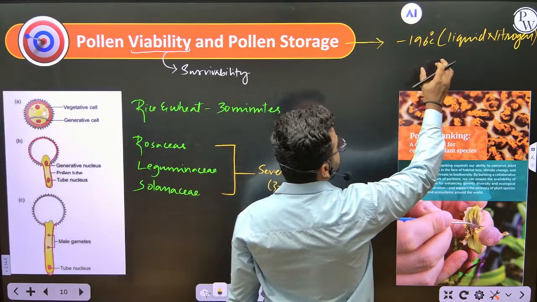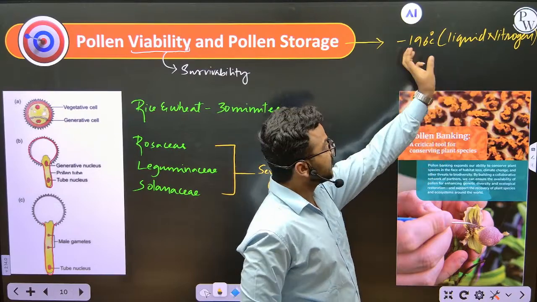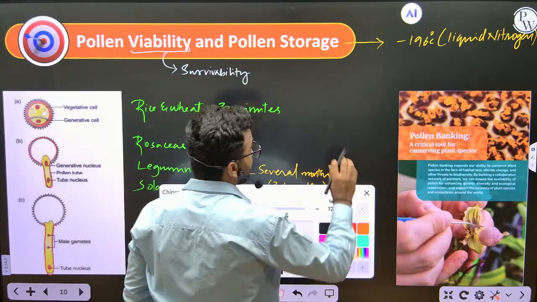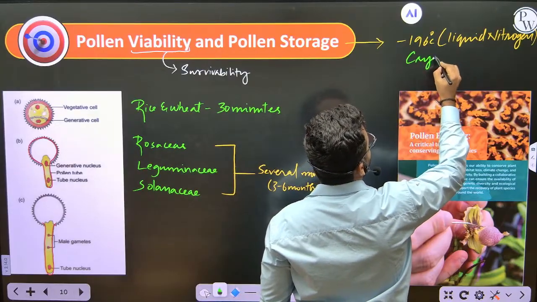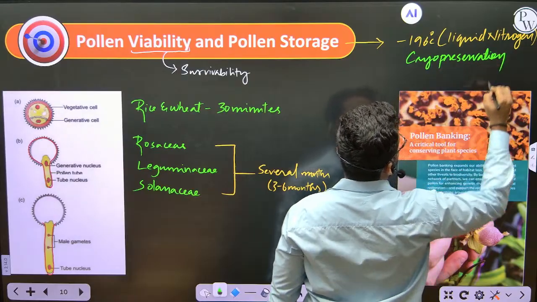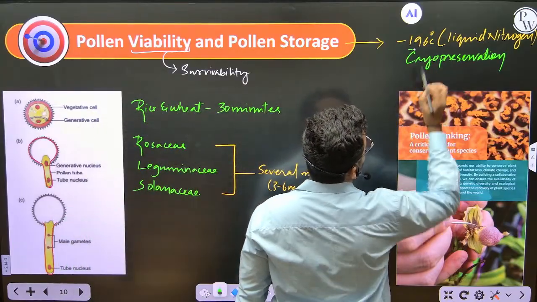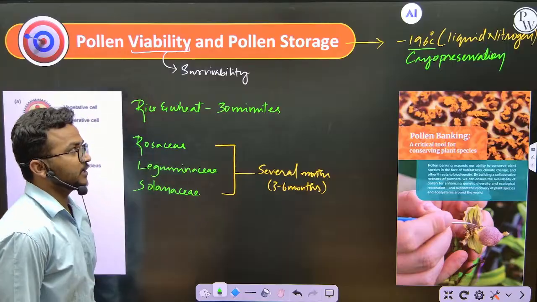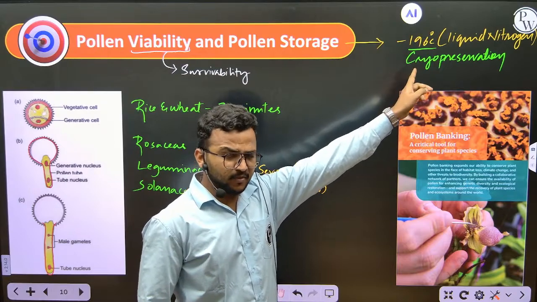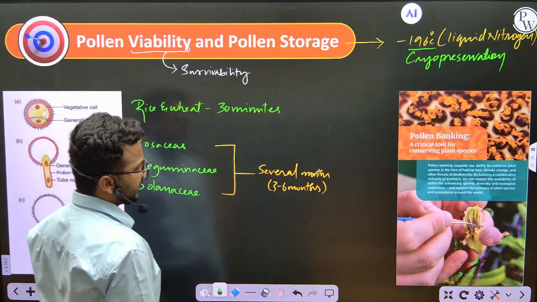So this process, the storing of pollen grains or plant tissue at minus 196 degrees Celsius in liquid nitrogen, we call this cryopreservation. Cryopreservation is nothing but storing the pollen grains at minus 196 degrees Celsius. Even if you check the PYQ, they asked this question in a previous year NEET, on pollen storage or pollen banking.